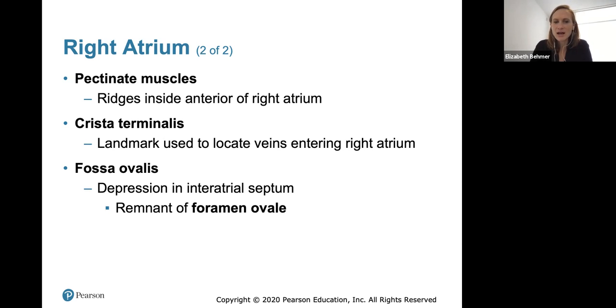And the fossa ovalis is a depression in the interatrial septum, the wall between the atria, which is a remnant of the foramen ovale, which is a hole that's formed during fetal development for blood to pass through the atria, from right to left, to bypass the lungs, because in fetal development, a baby's lungs aren't developed to receive blood yet.